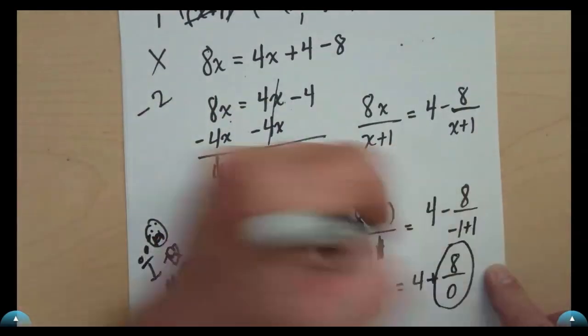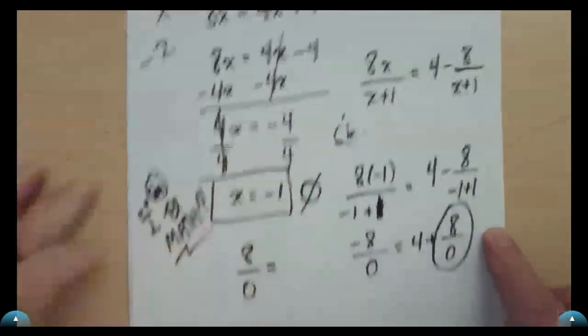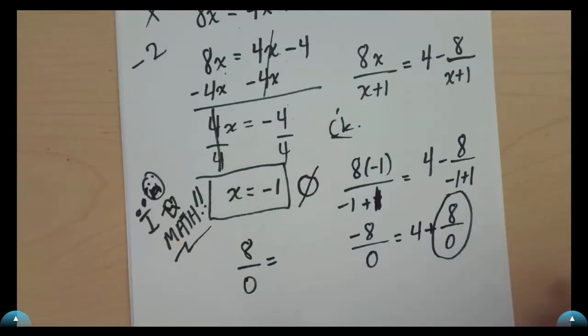Let's just look at this one. What is 8 divided by 0 equal to? What's 8 divided by 0 equal to? 0. I'm hearing a lot of zeros. Undefined.